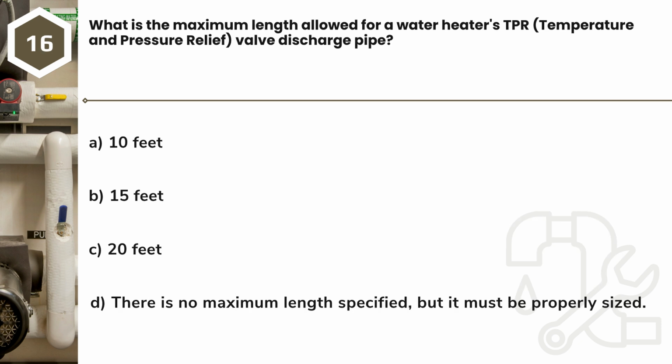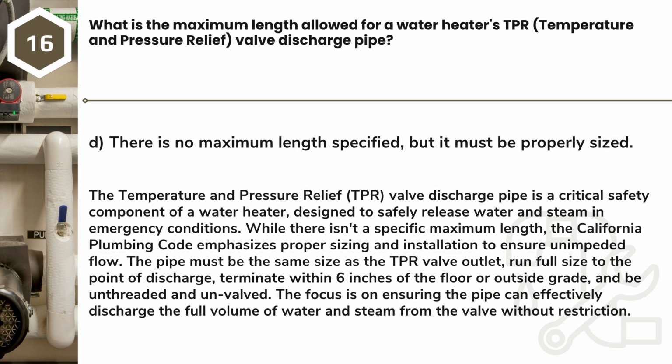Question 16. What is the maximum length allowed for a water heater's TPR, temperature and pressure relief, valve discharge pipe? A. 10 feet. B. 15 feet. C. 20 feet. D. There is no maximum length specified, but it must be properly sized. Answer: D. There is no maximum length specified, but it must be properly sized.